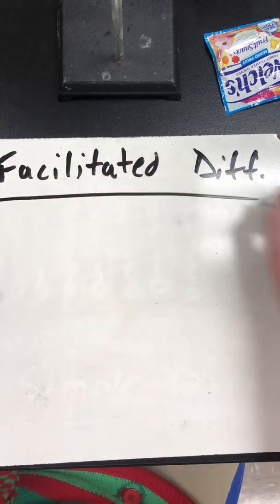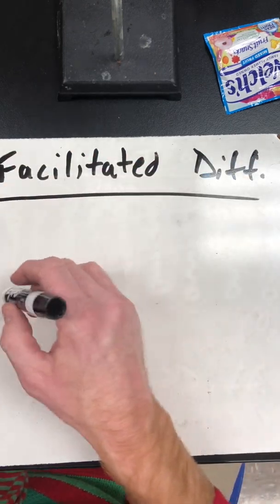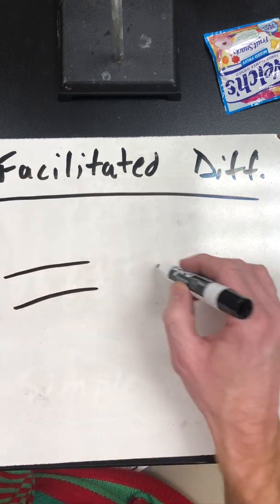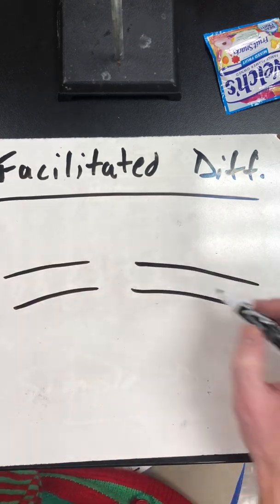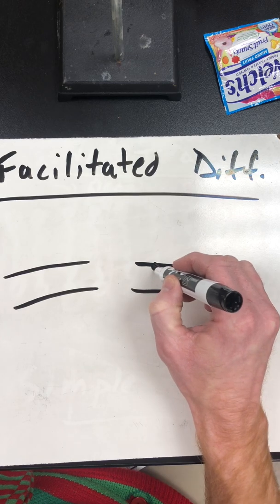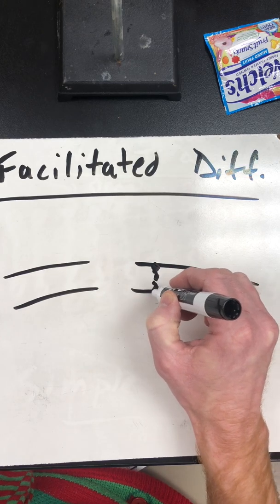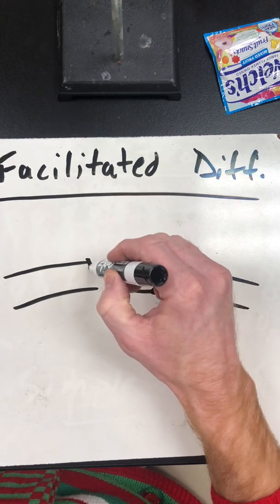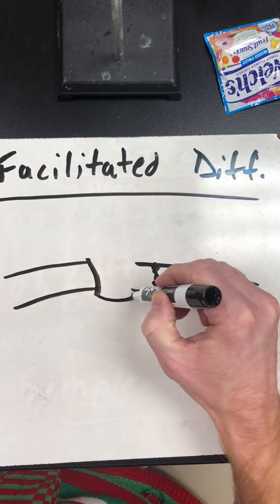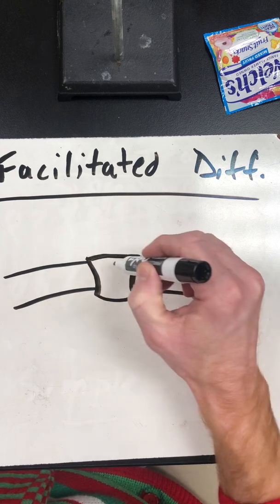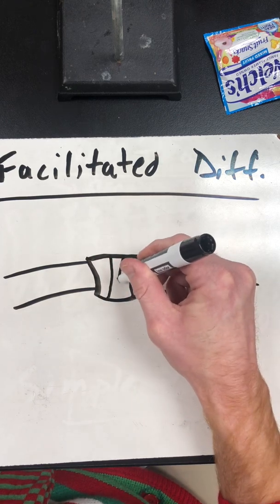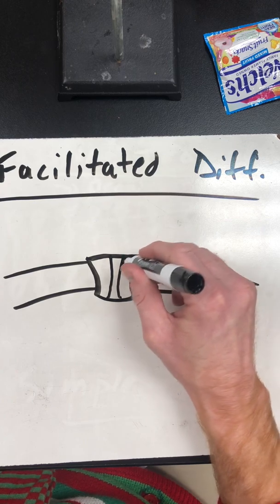Now, facilitated diffusion, and I'm not going to draw all the phospholipids this time, but let's just say this is my cell membrane. And remember, I'll draw one here. Here's a phospholipid bilayer right there, okay? Facilitated diffusion is going to use this thing called a transport protein, okay? And these things are going to have little channels through them that allow molecules to travel through the cell membrane.